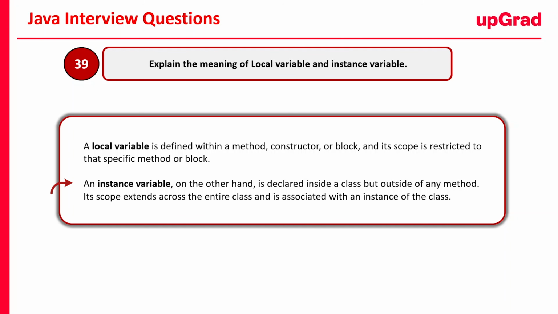An instance variable, on the other hand, is declared inside the class but outside of any method. Its scope extends across the entire class and is associated with an instance of the class. Each object of the class has its own copy of instance variables, and these variables represent the object's state. They are accessible as long as the object exists, and their values can vary between different instances of the same class. So this was the meaning of a local variable and the instance variable.